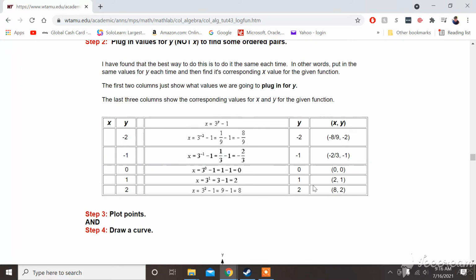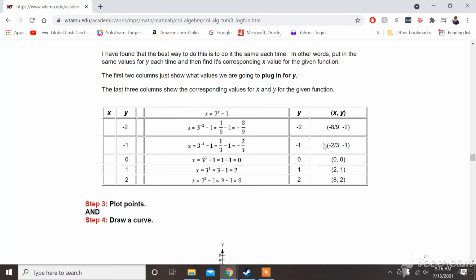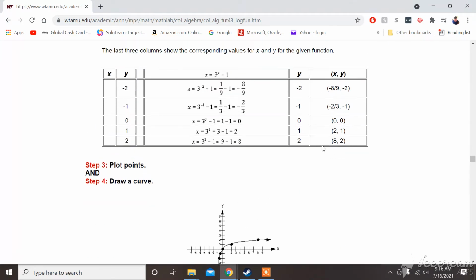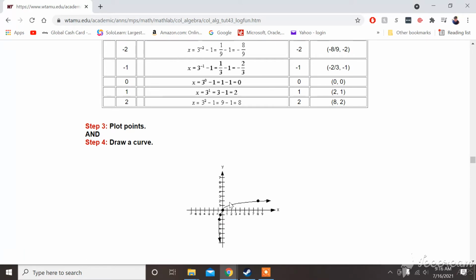And now we have the ordered pairs. Now let's start with the lowest one, x. We're going to do x first this time. X is... pause real quick. Negative 8 over 9. So on the x line, it's going to be somewhere around here, negative 8 over 9. And then the other part is negative 2 on the y line, so right here. Negative 8 over 9, negative 2.